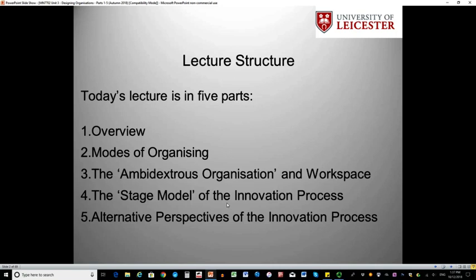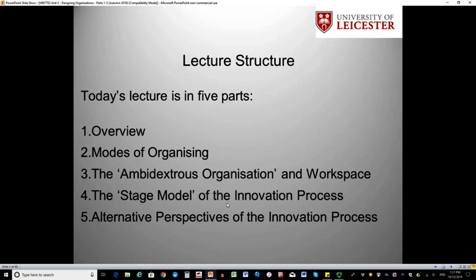The third part is around the concept of the ambidextrous organisation, and I'll explain what I mean by that a bit later on. But effectively, it's really about how organisations operate in more than one mode at the same time, and we'll talk a little bit about why that might be the case, why they need to do that, and in what circumstances. And we'll also look in part 3 at workspace design and the way that workspace shapes some of the ways in which individuals and organisations can be creative and innovative.